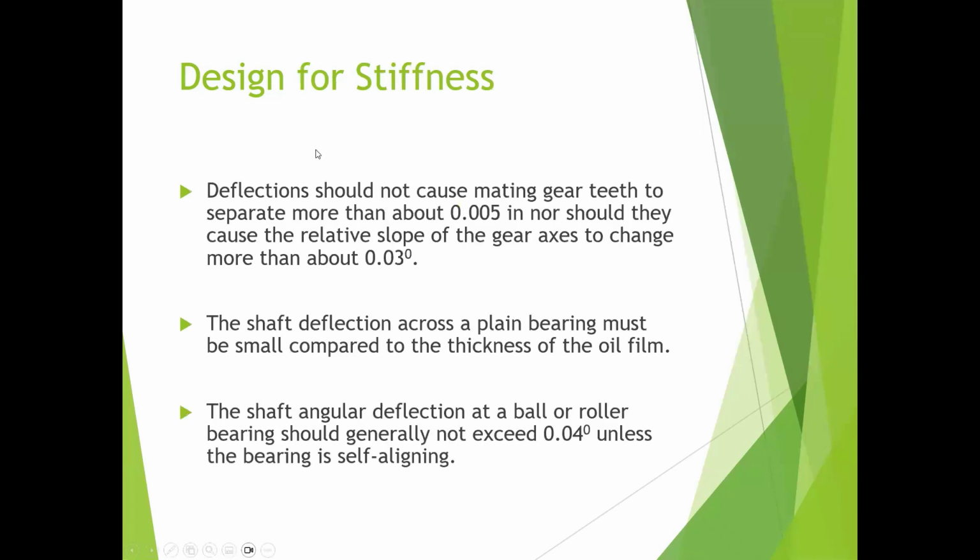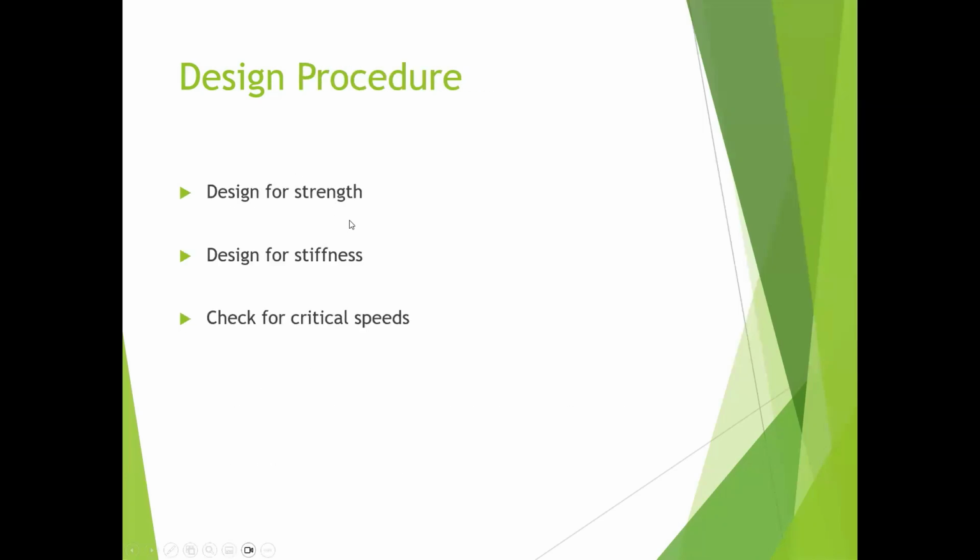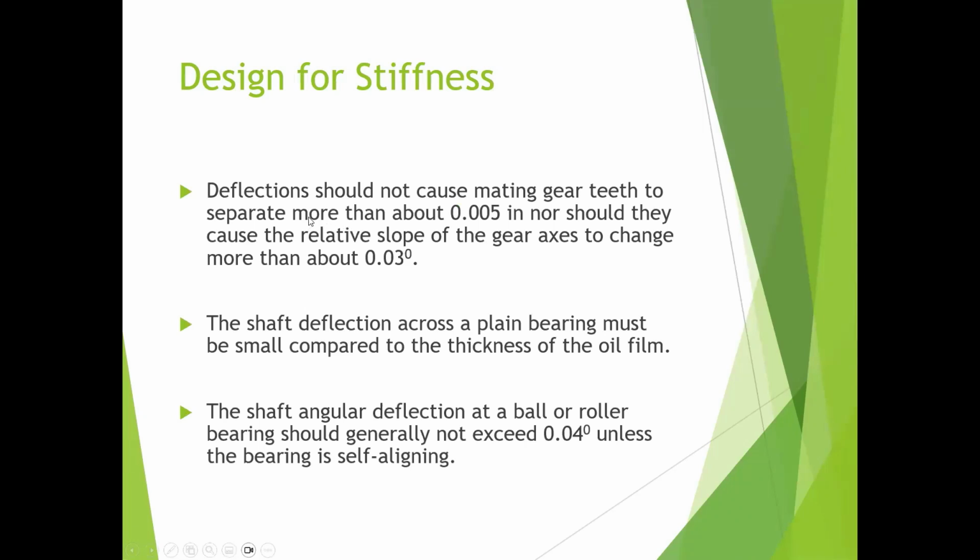Okay, so then design for stiffness. Why is the stiffness very, very important? Because if the shaft deflects too much, we have instability. You can see that if we have gears mounted on this shaft and the shaft is not stiff enough, we have bigger deflection, so these gears might not be able to mesh with the other gears.